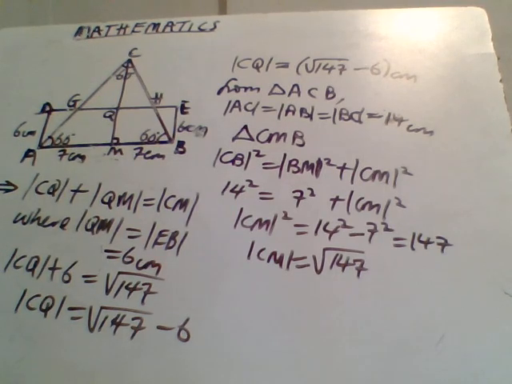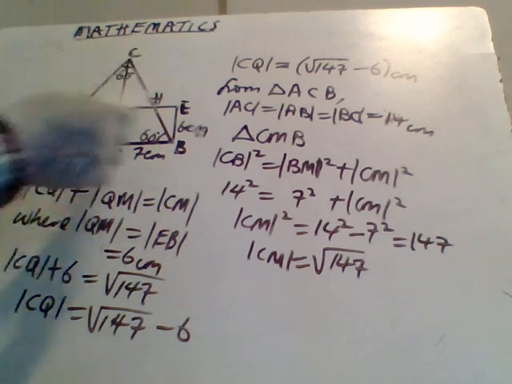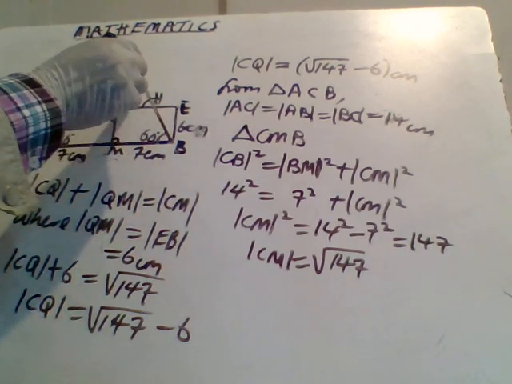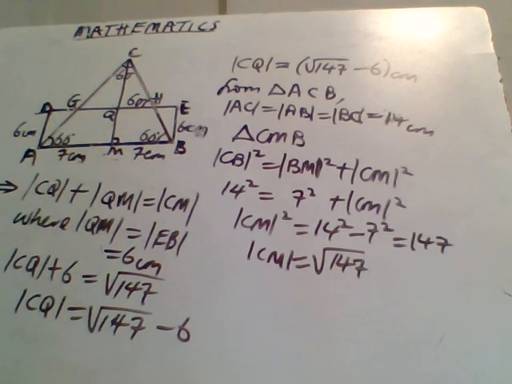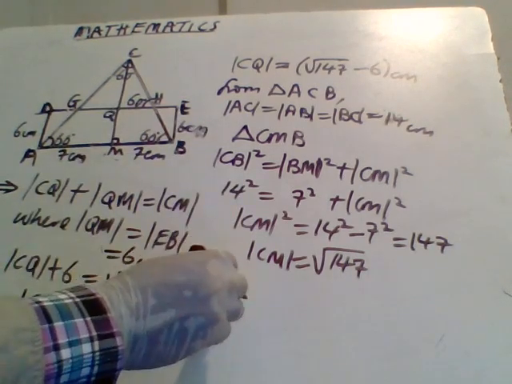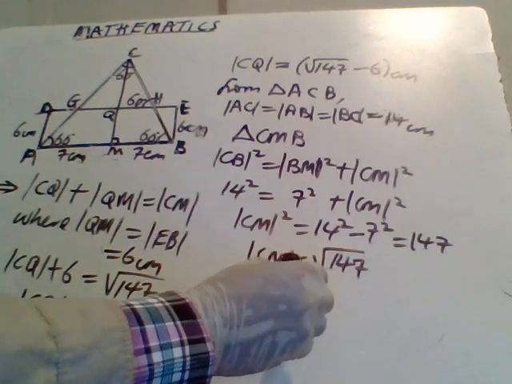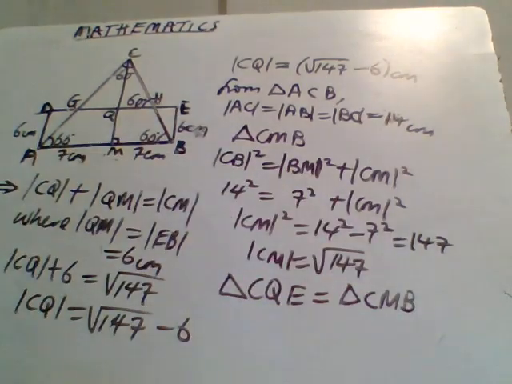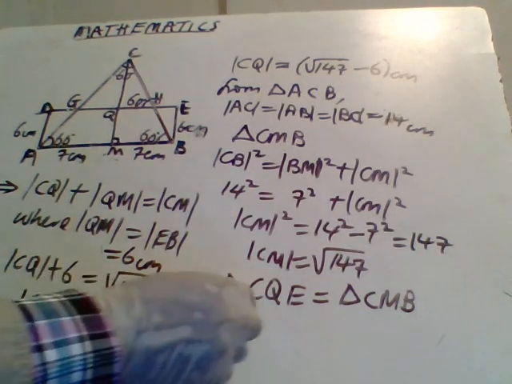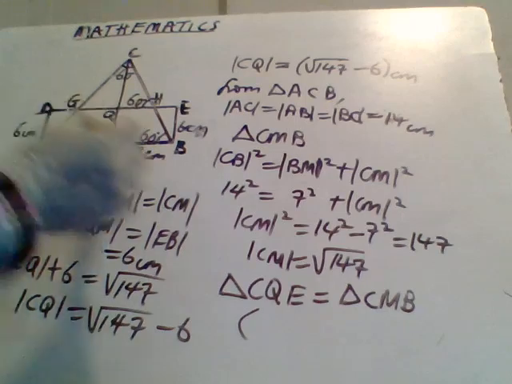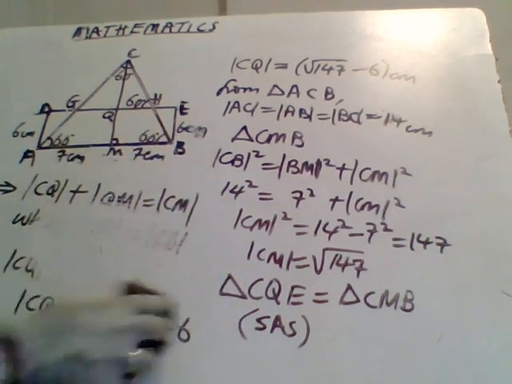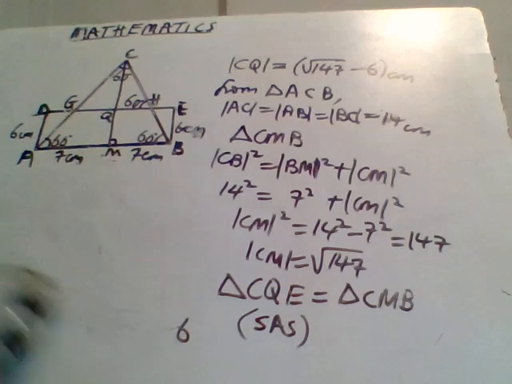So that enables us to focus on the triangle CQE. Notice that this angle here is equals to this angle. These are similar triangles. Here is 60 degrees. That is triangle CQE is similar to triangle CMB. So they are similar triangles. The reason is side angle side. So let's proceed from here. We can clean here. Any question?